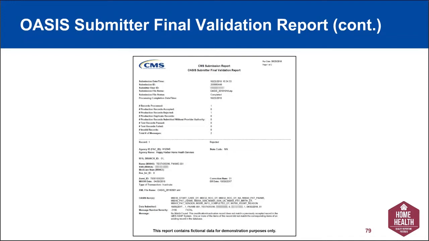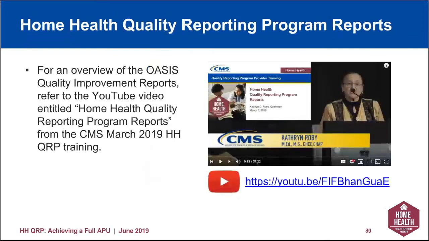The report will sort by state, agency ID, submission ID, patient last name, first name, processing order number, assessment ID, error type description, item in error, and value in error. Quite a lot of different parts, don't you think?